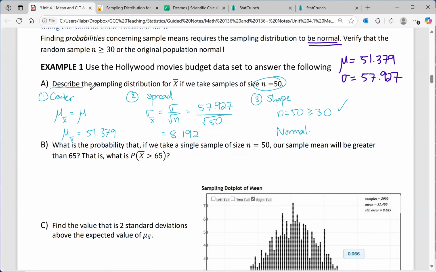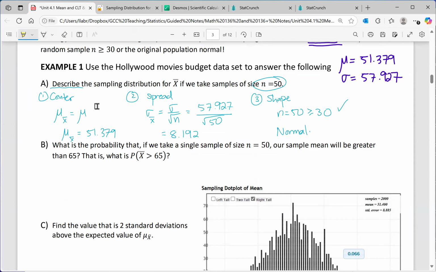All right, let's go ahead and do the next one. What is the probability? That's the keyword right there. You want to find the probability that if you take a single sample of size 50, your sample mean... So now you're finding the likelihood of obtaining a sample mean. This is literally saying, what's the probability that your sample mean will be greater than 65. I already have it typed up there, so let me put it over here.